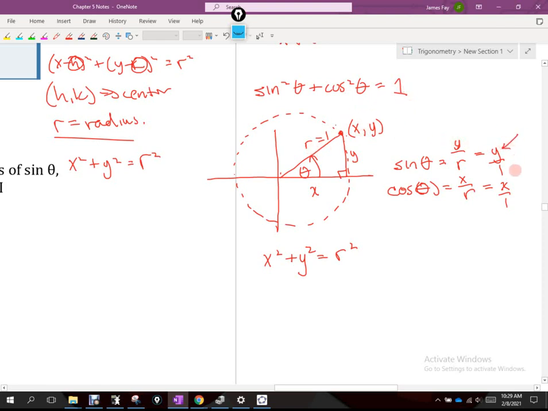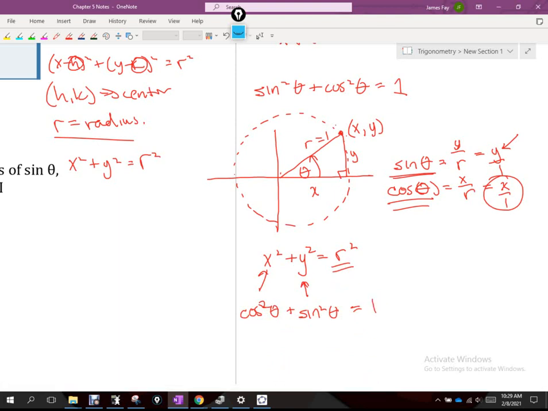But if y is sine of theta, then y squared would be sine squared theta. Does that make sense? If cosine is x, then cosine squared should be x squared. R, we said, was 1, so r squared is 1. And we get that. Now I wrote it backwards, but the commutative property says you can. So sine squared plus cosine squared equals 1.